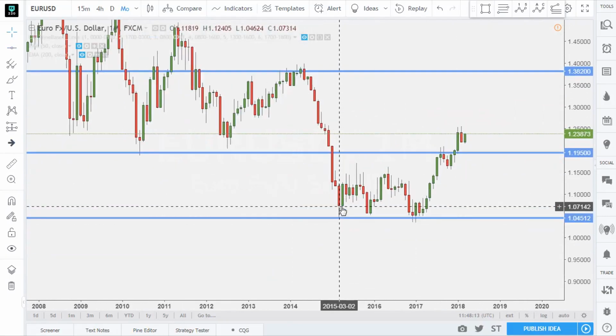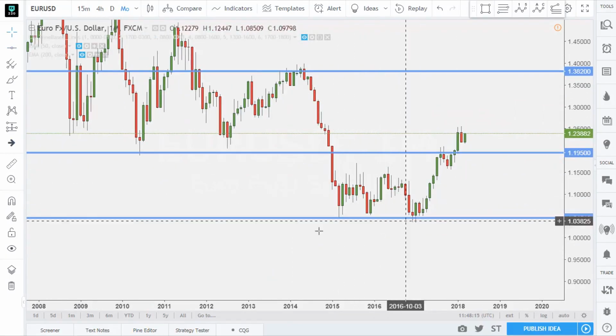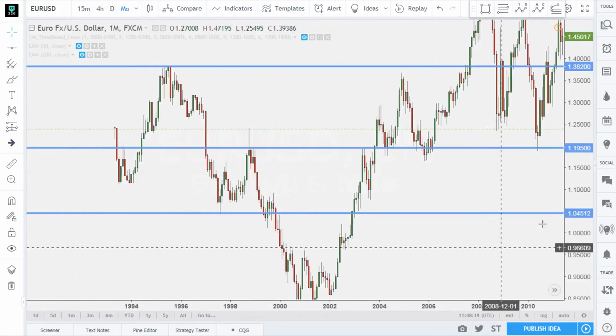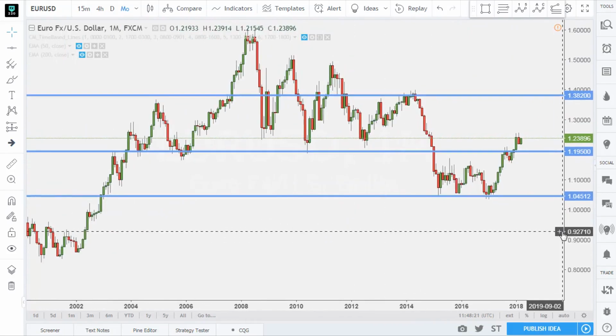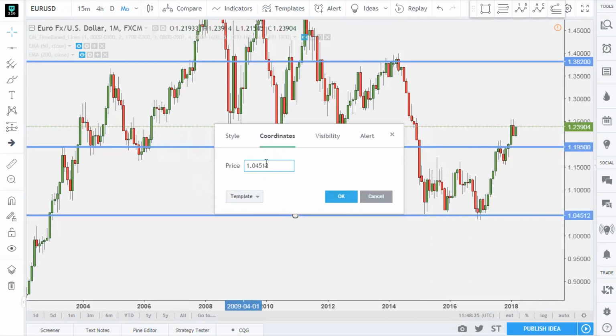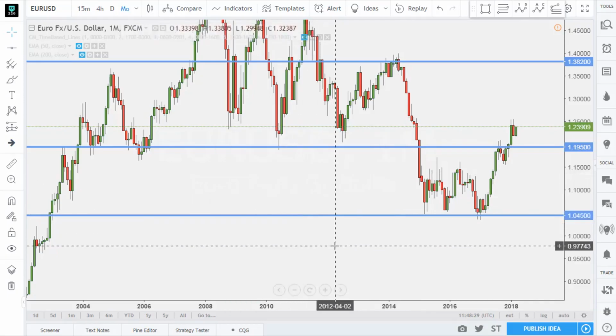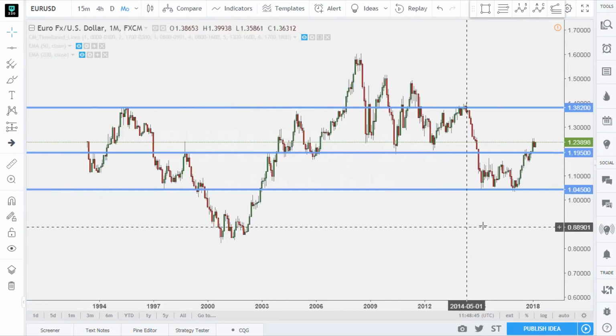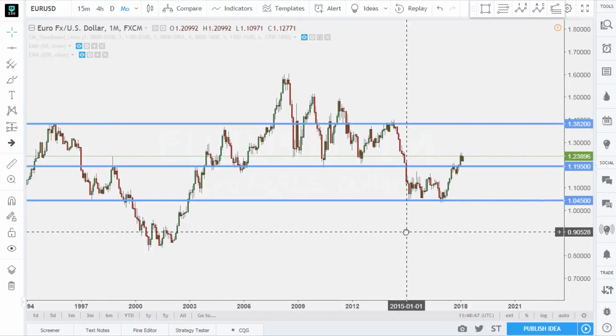Market did test this support level many times. We have another touch here. This is a major level for Euro USD. We make it at 500. So you guys get the idea of what we are doing right here. It's pretty simple, pretty easy.